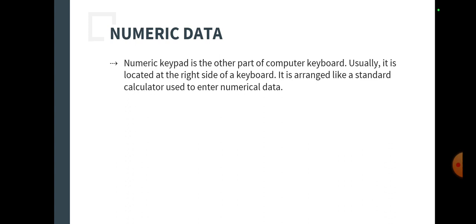Next is the numeric keypad, the other part of a computer keyboard. Usually it is located at the right side of a keyboard. It is arranged like a standard calculator used to enter numerical data. It can also be used as directional keys. Pressing the Num Lock key above the numeric keypad will tell whether the keys are in numeric or directional mode. If it is on, it is in numeric mode and you can enter numbers. If it is off, it is in directional mode and only used for moving the cursor on screen up, down, left, or right.